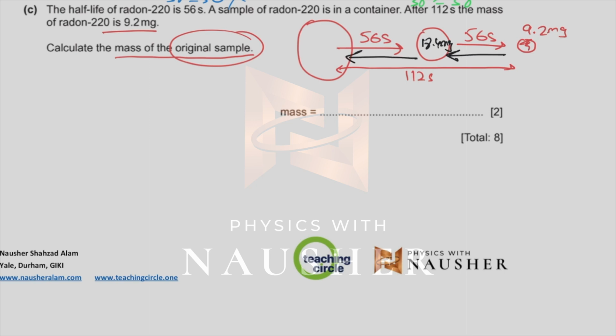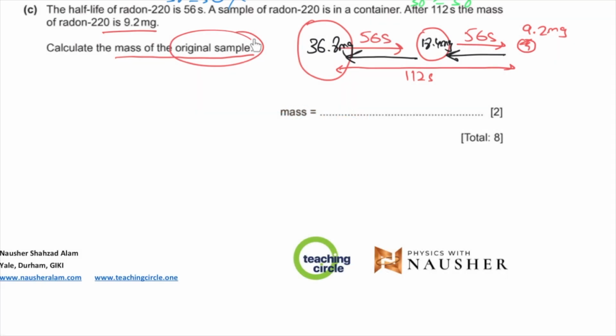Before you got to 18.4 mg, if you go back 56 seconds, which means you go back to a bigger mass. What was the mass then? You double it again. Your answer will be 36.8 mg. So that means that if I go 112 seconds back in time, the original sample had a mass of 36.8 mg. Remember, they're asking you to go back because they're asking you to find out the mass of the original sample. So your answer will be 36.8 mg.